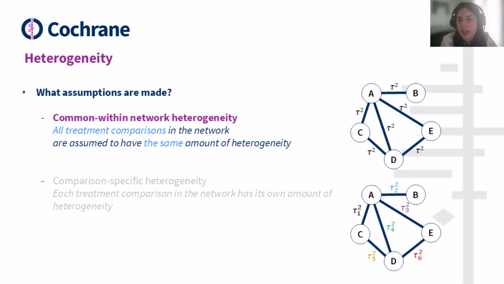However, in practice, assuming different levels of heterogeneity per comparison can bring computational issues with a lot of parameters to estimate. Therefore, we almost always assume common heterogeneity, as we do not have enough power to estimate as many heterogeneity variances as the number of comparisons.